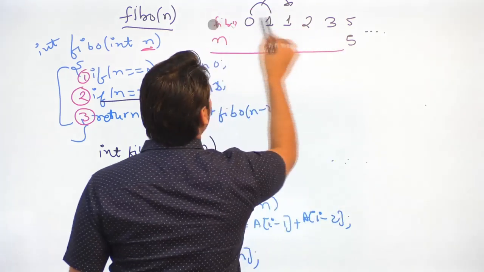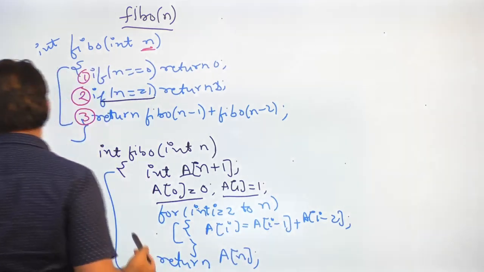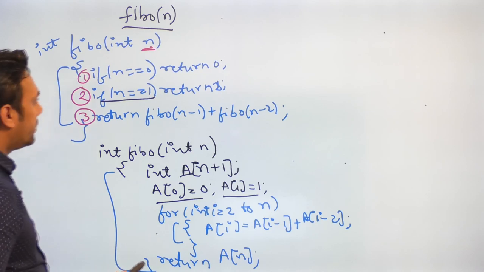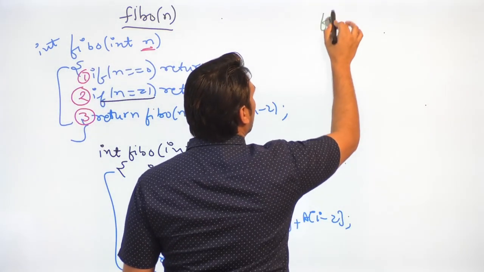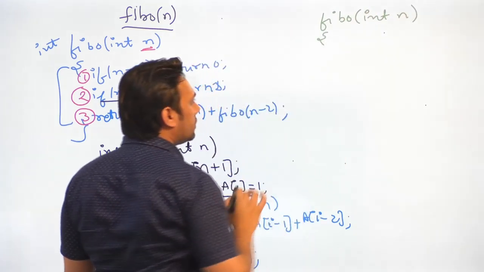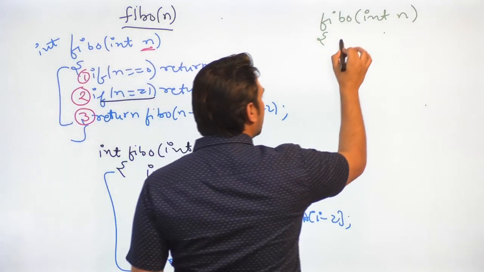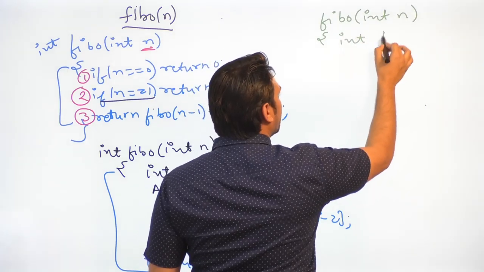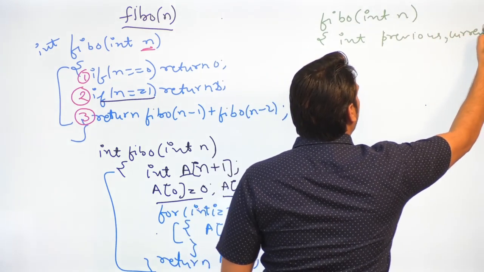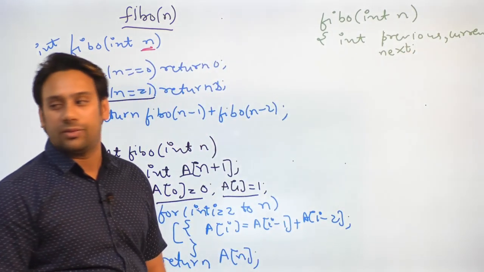So let me tell you the third method here. The third method goes something like this. I'm using Fibonacci of a number which is n. Now in this case I'm going to use variables instead of using an array. Let us suppose we have integers: previous, current, and next. We have three variables here.